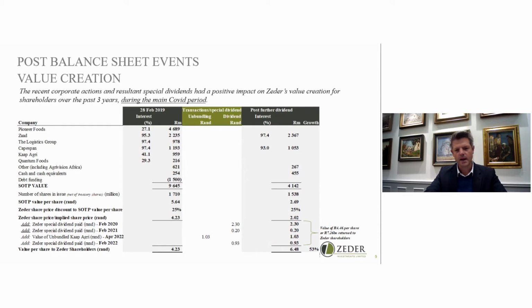So if you work that back in terms of the same discount applied, that would have been growth of 53% in your shareholding over those 3 years. And we must remember that was also during the main COVID pandemic period.